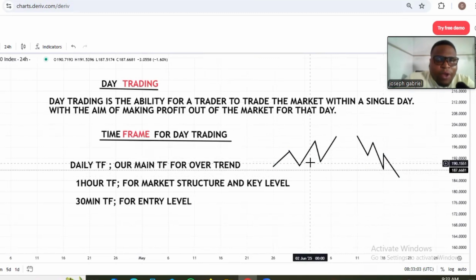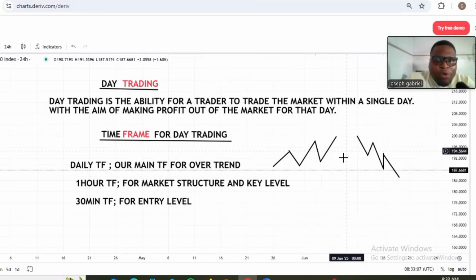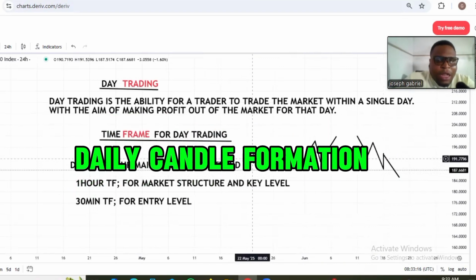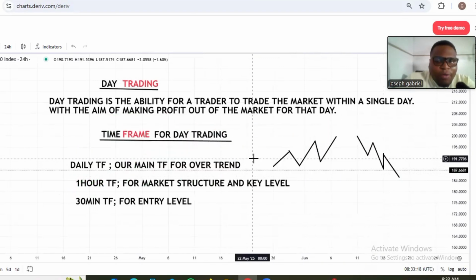So if you figure out the trend of that market, then we now look at the daily candle, which is the candle that opens that day and the closing of that candle. We'll be looking at those things after we figure out the overall trend of the market, which I'm going to share with you guys.